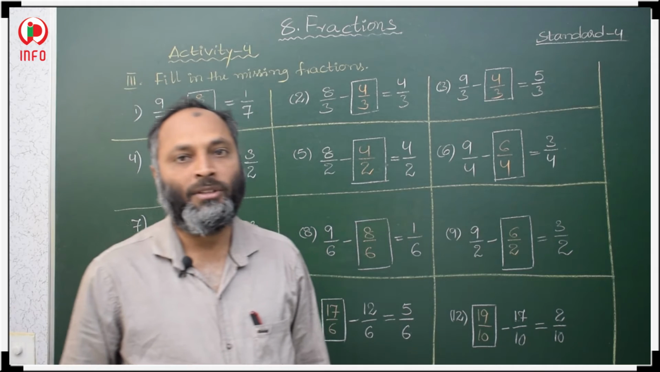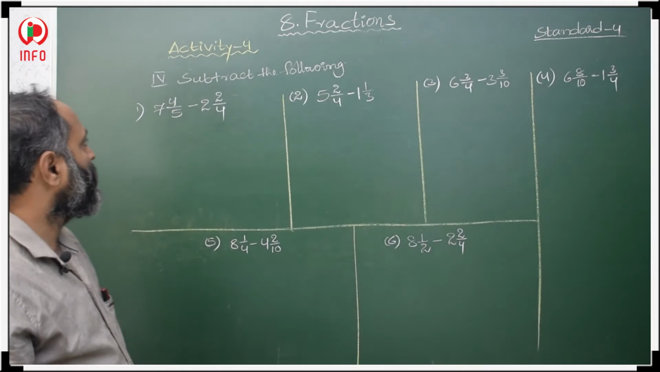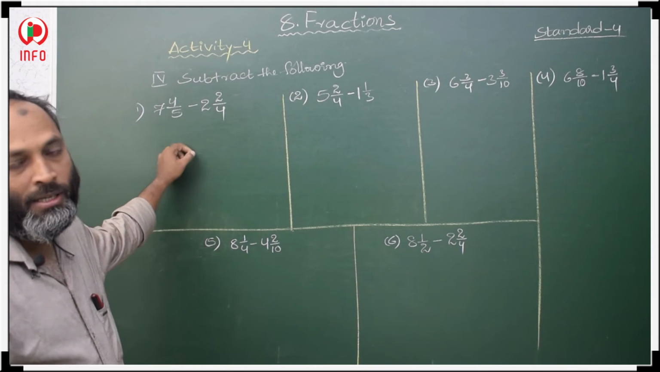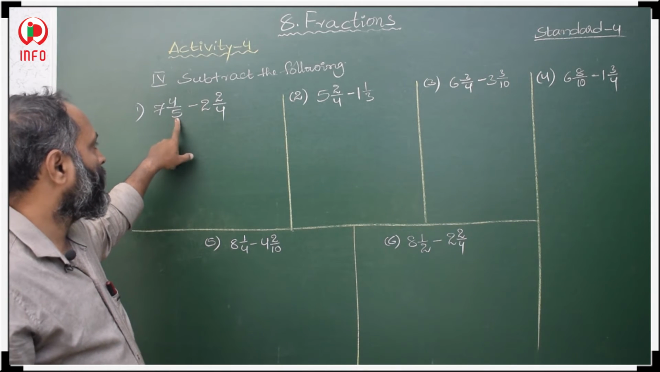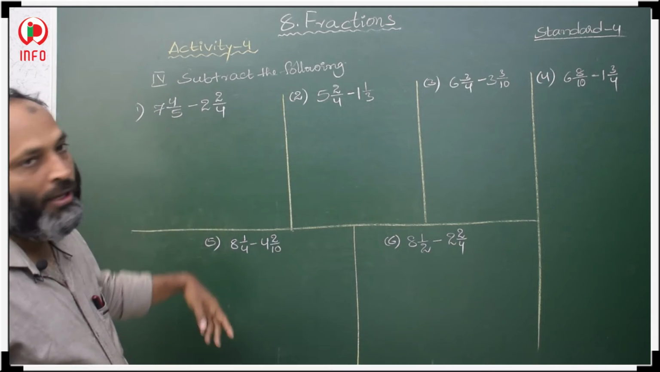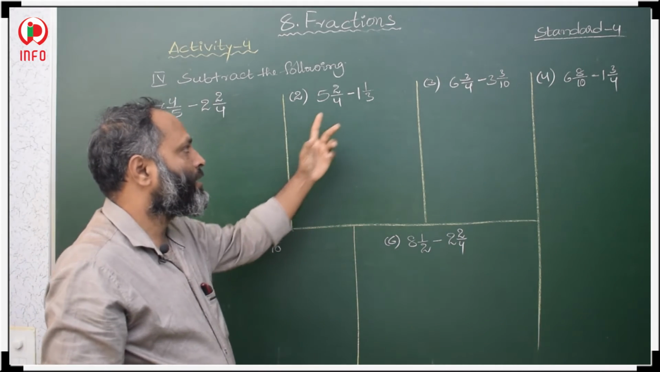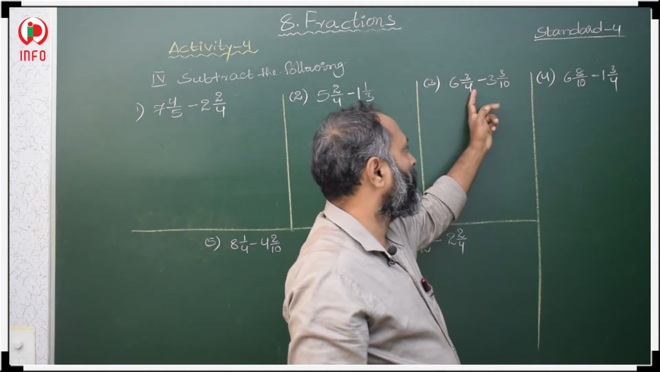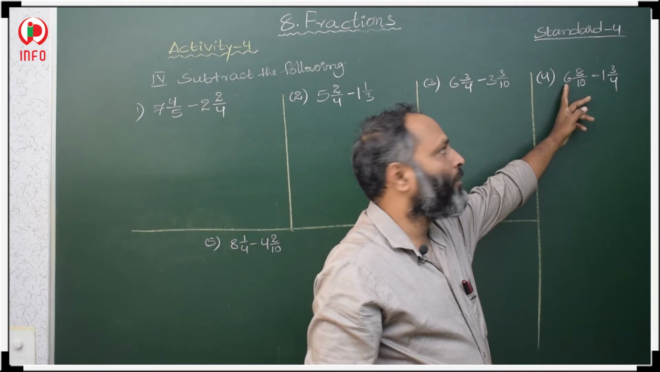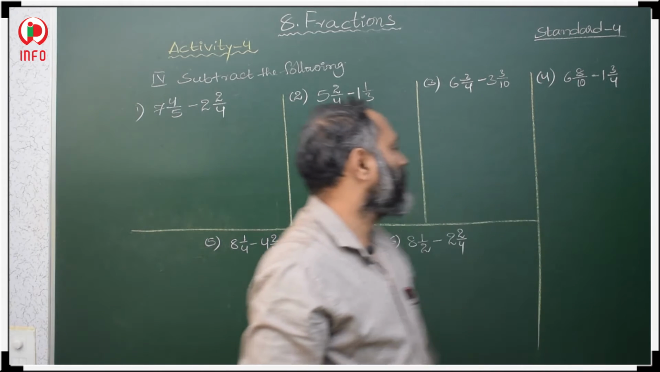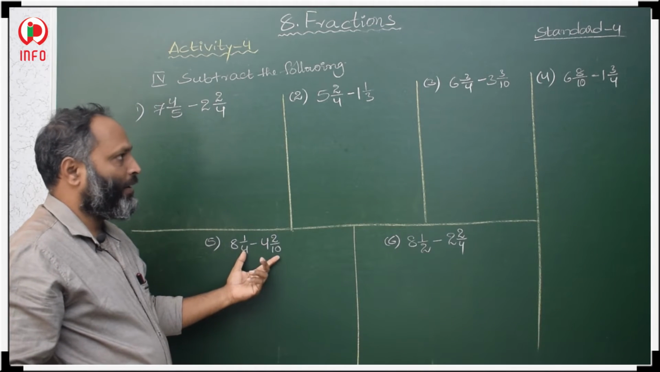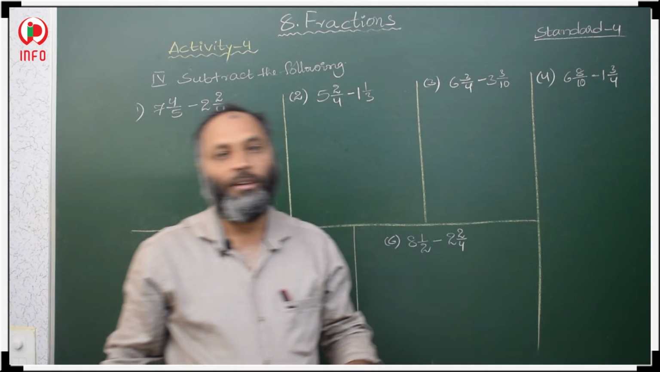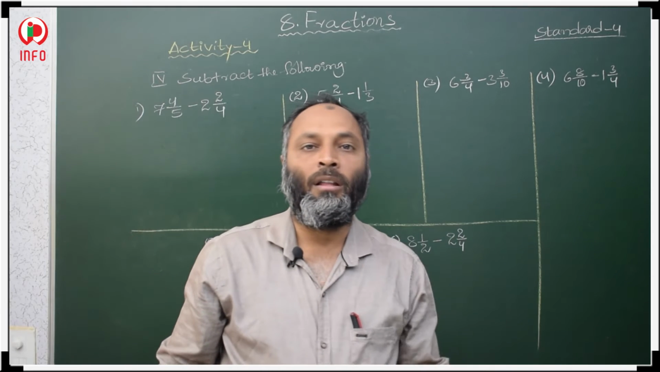Okay students. Now next, fourth question, subtract the following unlike fractions. How to know these are unlike fractions? Here the denominator is 5, here the denominator is 4. So we have different denominators, these are unlike fractions. Here denominator is 4, here denominator is 3, unlike fractions. Denominator 4, denominator 10, unlike fractions. Denominator 10, denominator 4, unlike fractions. Denominator 2, denominator 4, unlike fractions. So we have different denominators, so all are unlike fractions.